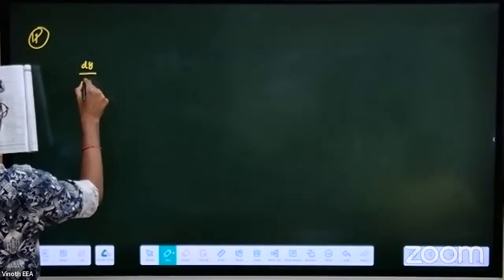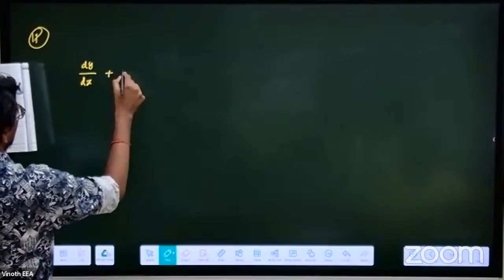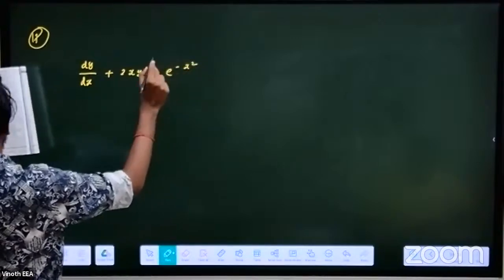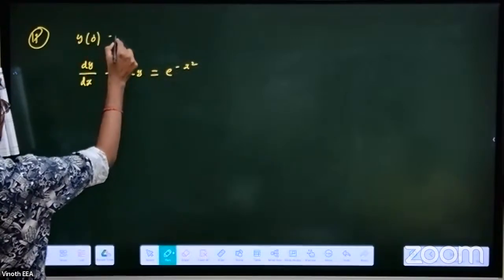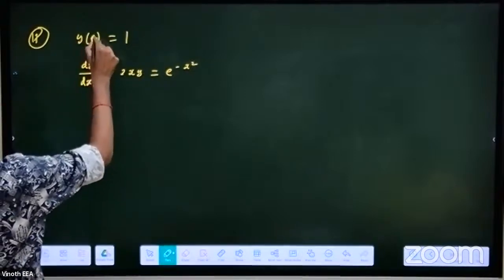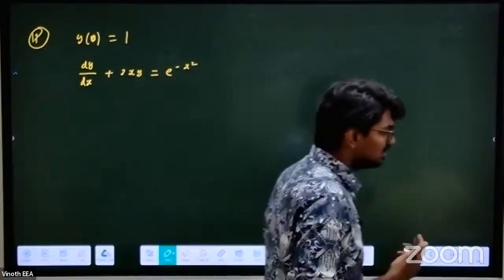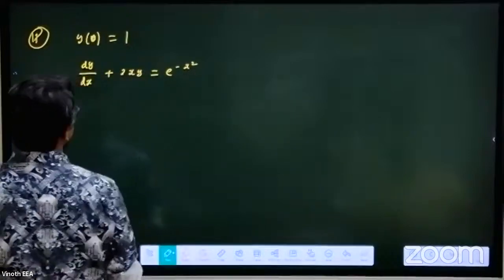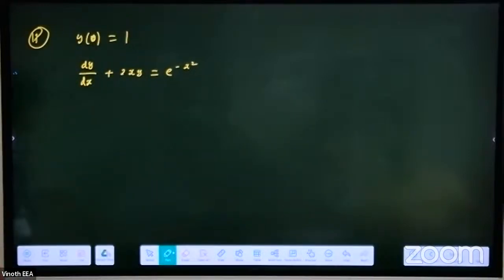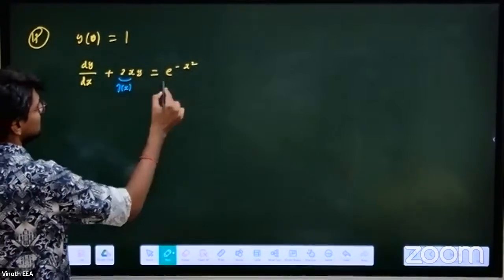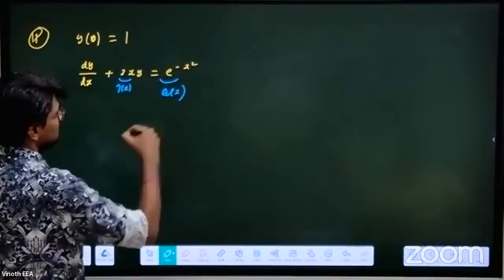Seventeenth question: dy by dx plus 2xy equal to e to the power of minus x square. I need to find out y. Boundary condition is y of 0 equal to 1. What is this in the formula? Which form? Linear form. With dy by dx, this is my P of x, this is Q of x.